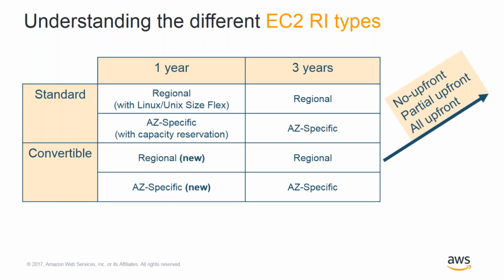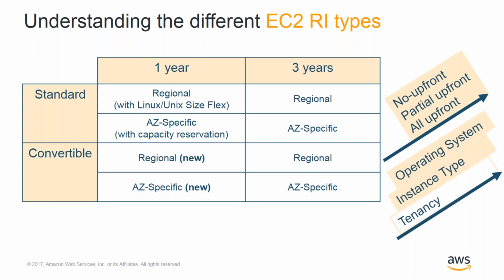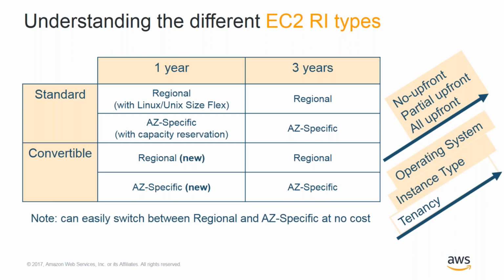There are different payment models, so you can pay nothing upfront, about half of it upfront, or all upfront, and as you pay more upfront, you get greater discounts. There's also different operating systems, instance types, and tenancies. And note, you can easily switch between regional and availability zone specific at no cost. And the shaded items affect pricing.